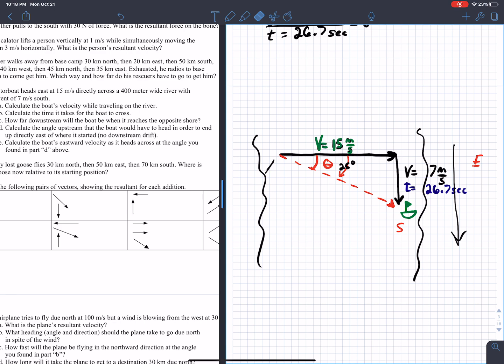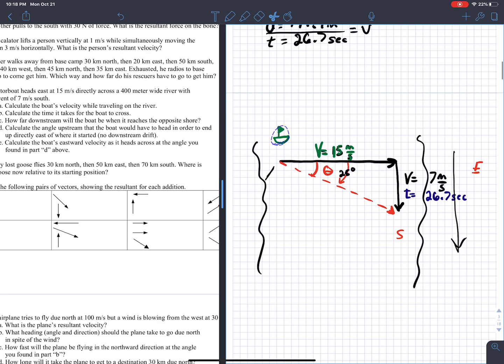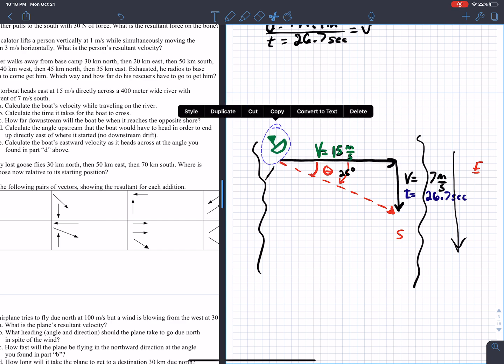Okay, we said earlier that your boat is heading straight across and it gets pushed downstream. Well, now instead of heading straight across, I want to know what direction I have to point my boat upstream in order to come straight across with it. So what angle do I have to take with that velocity?